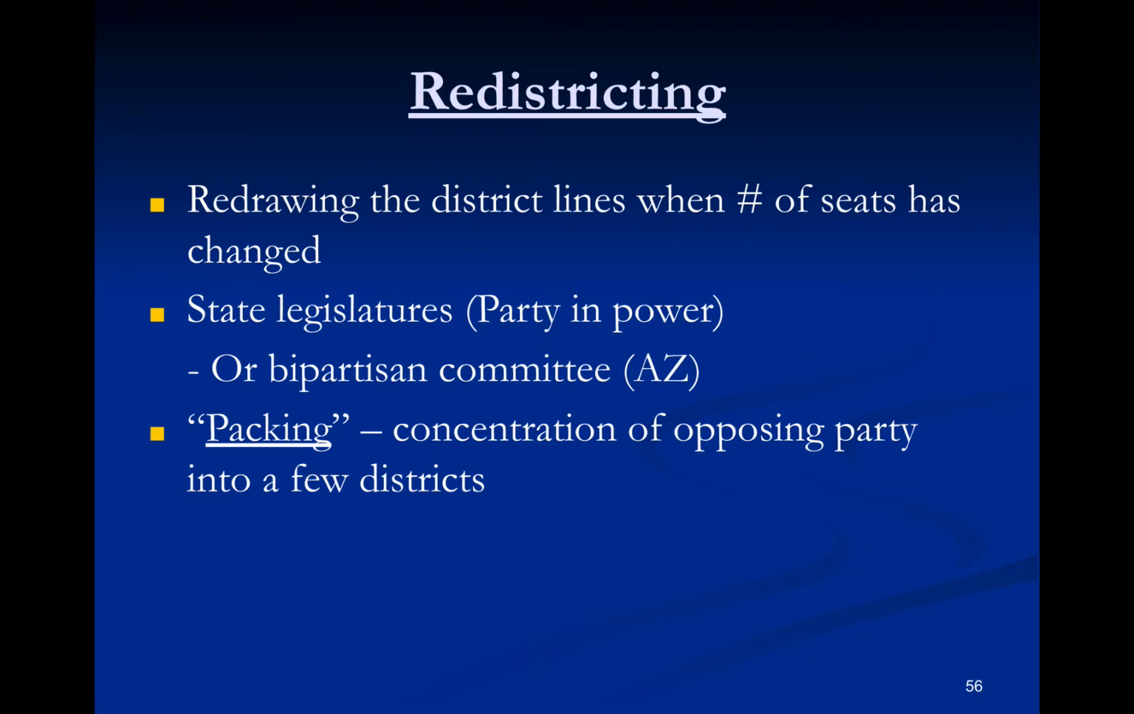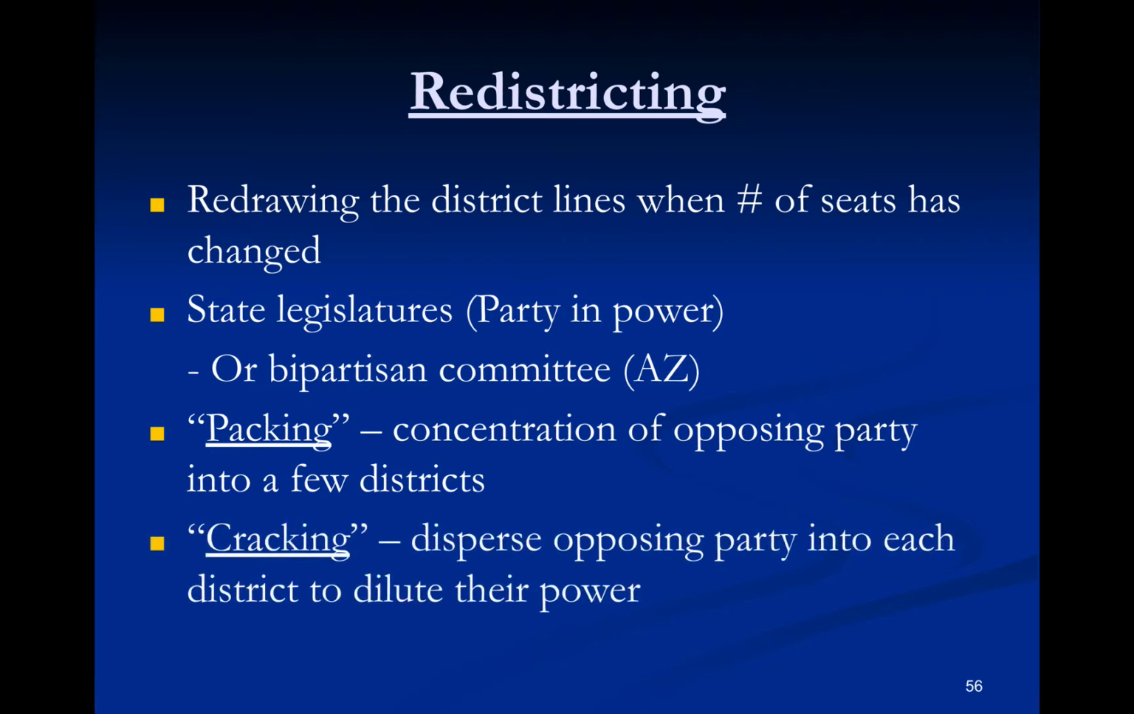Because people tend to live in neighborhoods with people that are similar to themselves, whether that's, again, income groups, or that happens to be racial groups, or even religious groups in some situations, packing is really easy. You can just draw a district line around, let's say, a heavy Latino neighborhood.